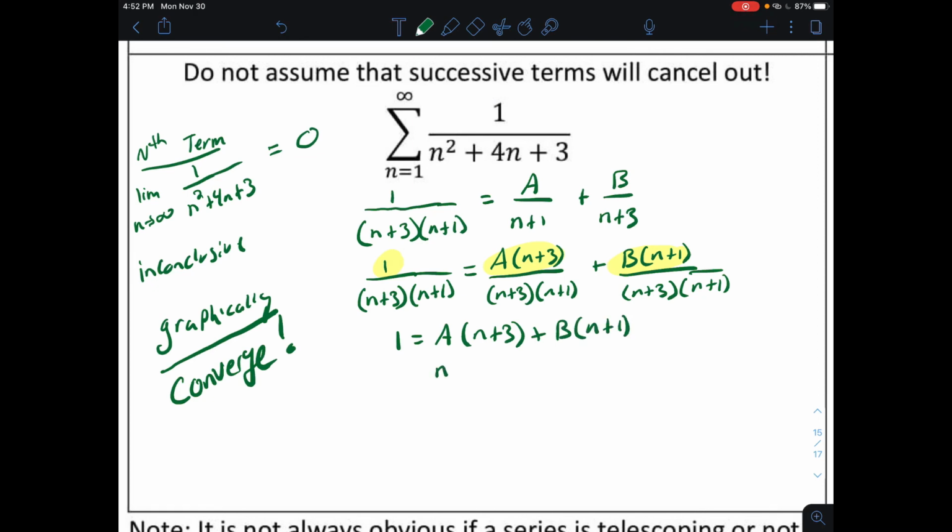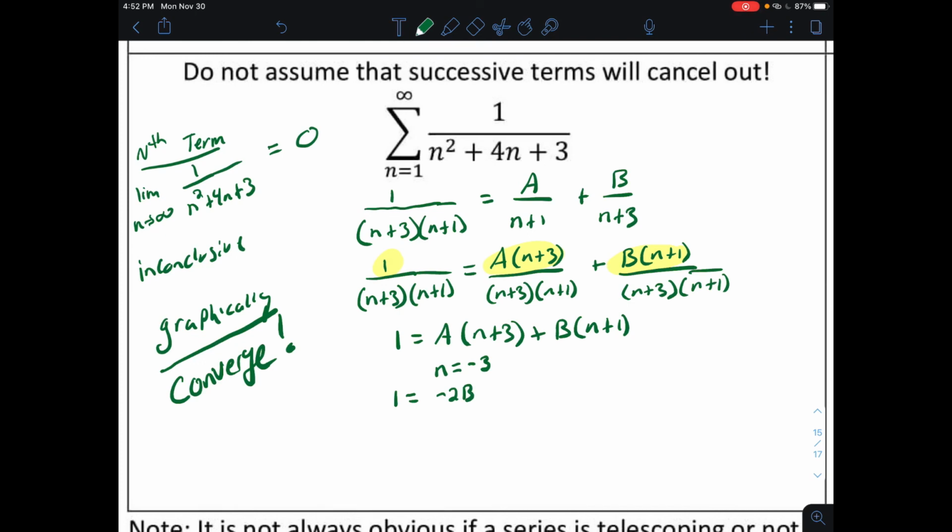And we're going to do that cover-up method, so I'm going to pick values of n that will zero out one of my constants that I'm solving for. So I'm going to let n equal negative 3. That gives me 1 is equal to negative 2b. So b is equal to negative 1/2. And then I'm going to let n equal negative 1 and solve for a, because that'll zero out my b term. So I got 1 is equal to 2 times a. So a is 1/2.